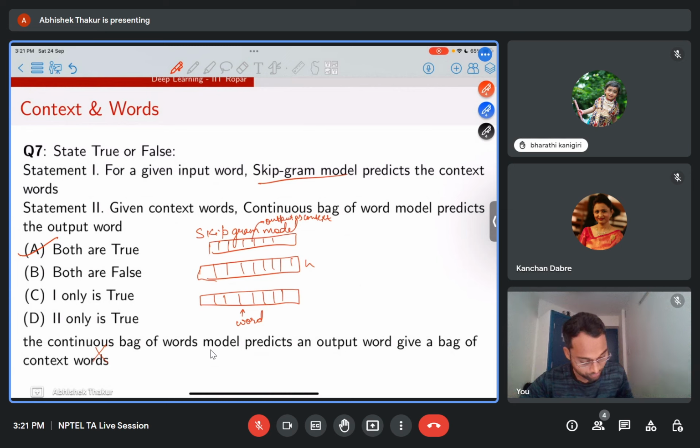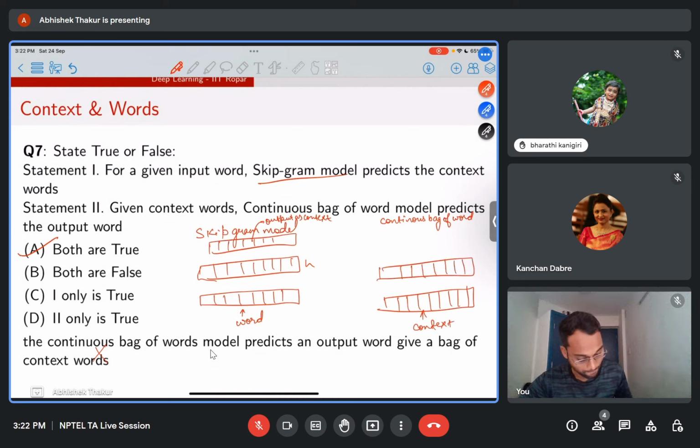In the continuous bag of words model, we give context as input, and with that context, the related words are predicted as the output. So both the statements are correct. We will move on to the next question.